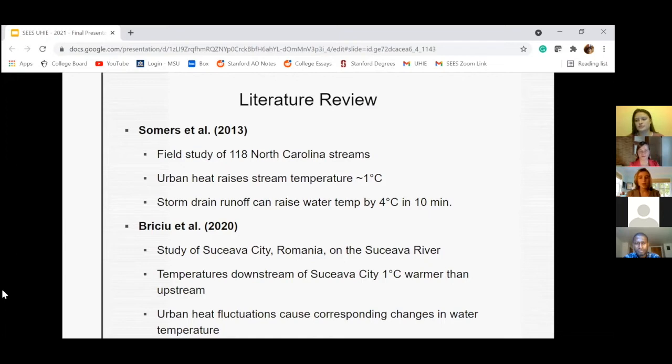Another study was conducted by Briciu et al., who measured temperatures both upstream and downstream of Suceava city, Romania, and they found that the downstream temperatures were warmer by about 1 degree Celsius. They performed an analysis of covariance and determined that this was directly caused by the urban heat island effect. We hope to observe a similar effect.